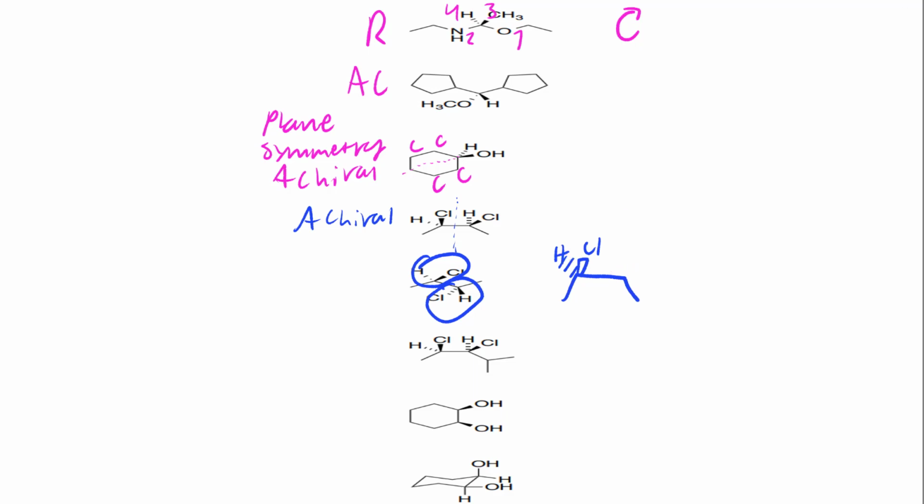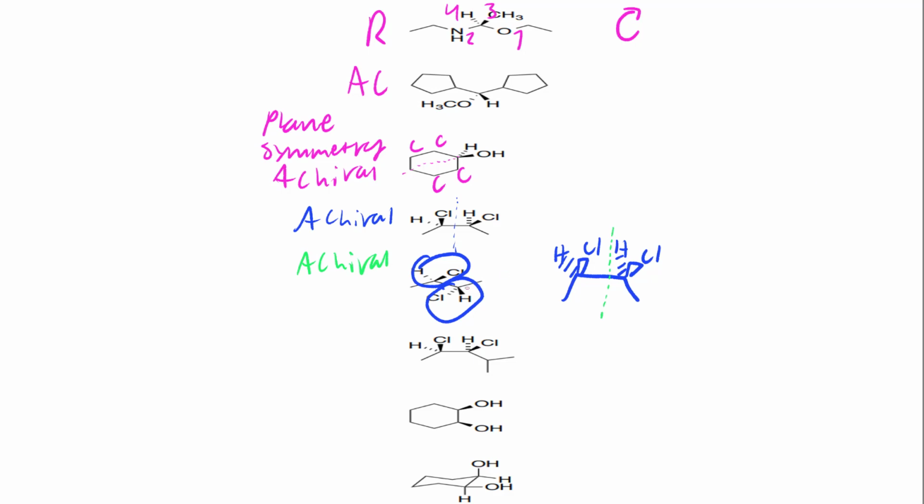Alright. Whatever was in the back is going to be in the front. So this chlorine is going to be in the front, and this hydrogen is going to be in the back. If you don't believe me, try it with your model kit. Now, do you see something? We have a chlorine going in the front, and we have a chlorine going in the front as well. And that means that it has a plane of symmetry. And if something has a plane of symmetry, it's going to be achiral.